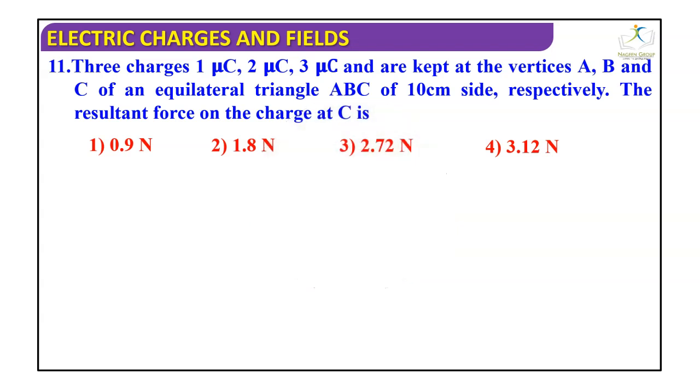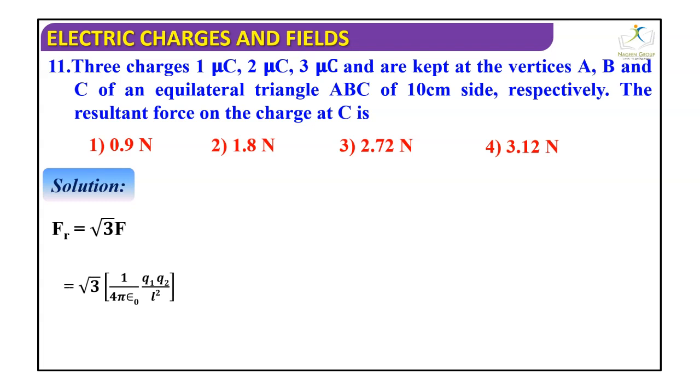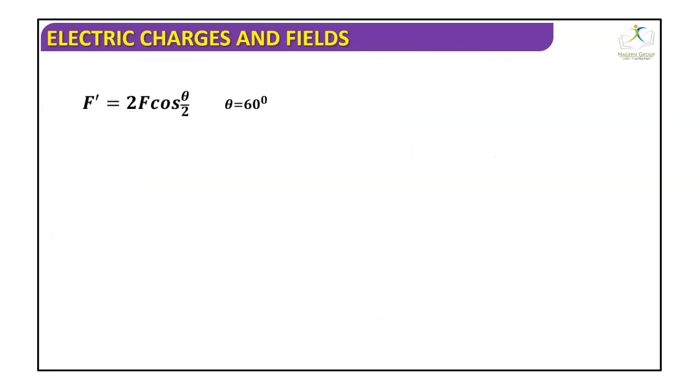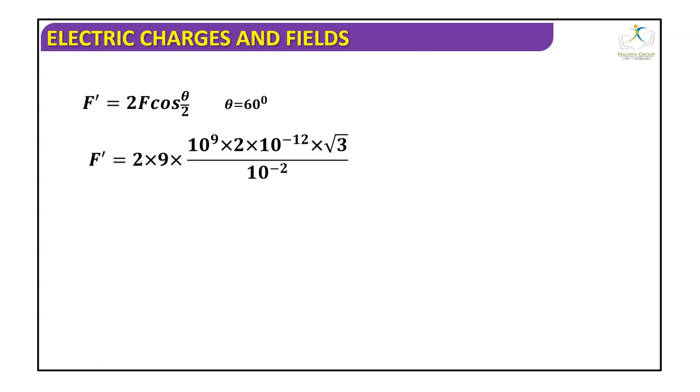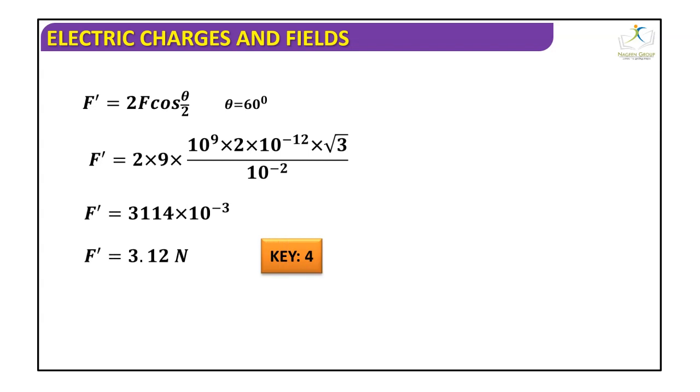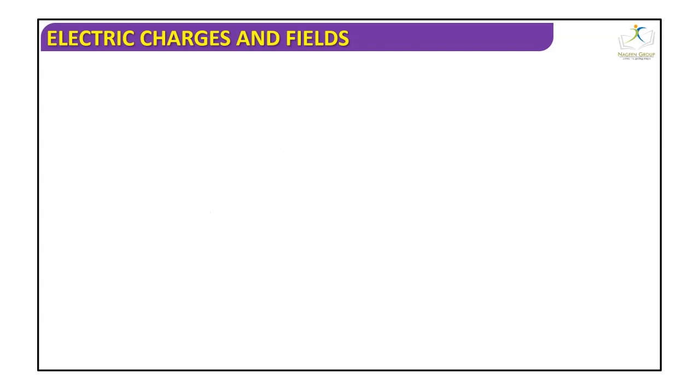I hope you did. Let us see the solution of this question. Fr is equal to root 3 F, where F is 1 by 4 pi epsilon naught q1 q2 by L square. So we have this particular diagram. According to that, we can get the result of F prime, which is 2F cos theta by 2. Here theta is equal to 60. We put all these values in this formula and get the result. According to that, the fourth option is our correct option.